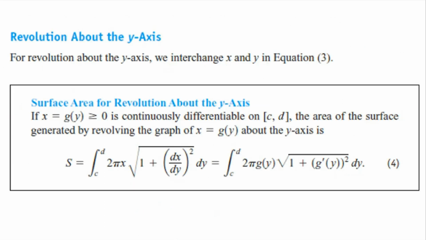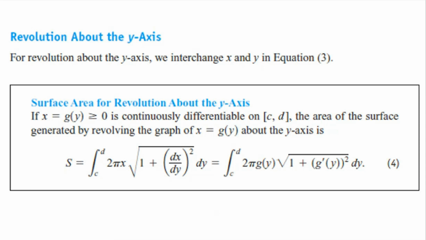So, revolution about the y-axis. For revolution about the y-axis, we interchange x and y in equation number 3. So, surface area for revolution about the y-axis. If x equals g of y and g of y is greater than or equal to 0, is continuously differentiable on the interval c, d.